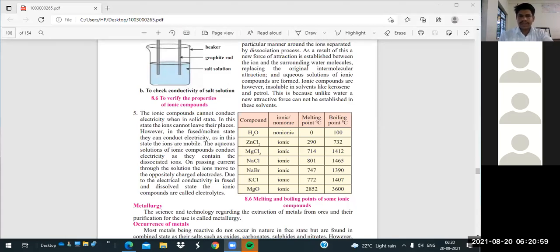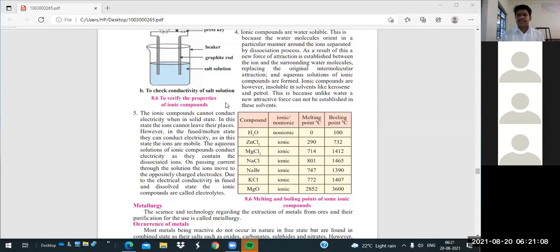Ionic compounds cannot conduct electricity when they are present in the solid state. Why can't they conduct electricity? Can you tell me the reason behind it? Anyone? When they form ionic compounds, there is strong bonding between positive and negative charges, and there is no free place, and they are not ready to leave their own place.